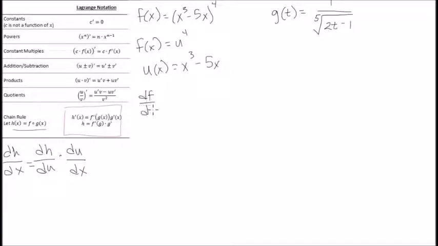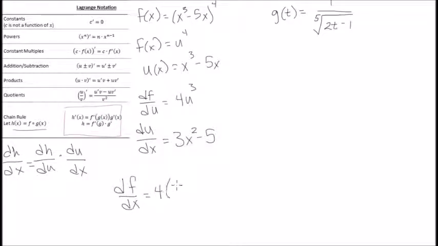df du is equal to 4u cubed. du dx is equal to 3x squared minus 5. I put them together now. I get that df dx is equal to 4 times, remember that u is equal to x cubed minus 5x, raised to the third power, times 3x squared minus 5.